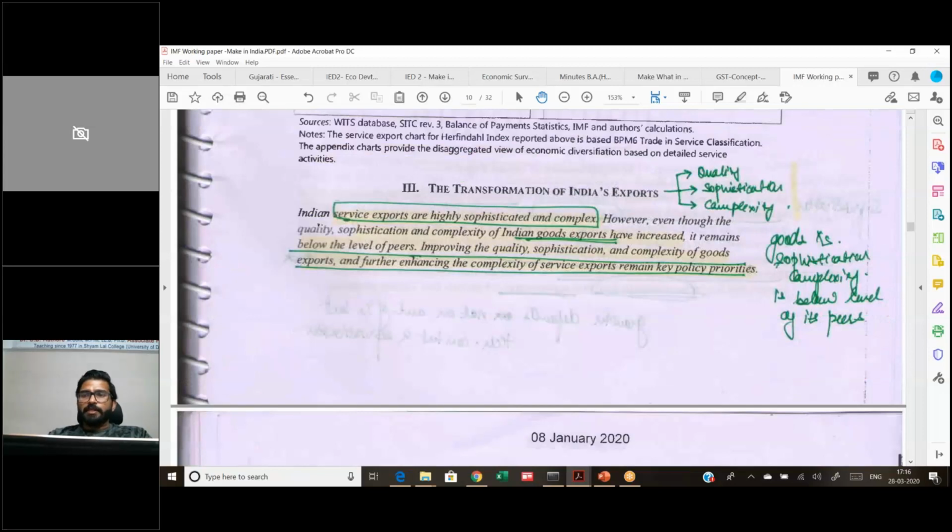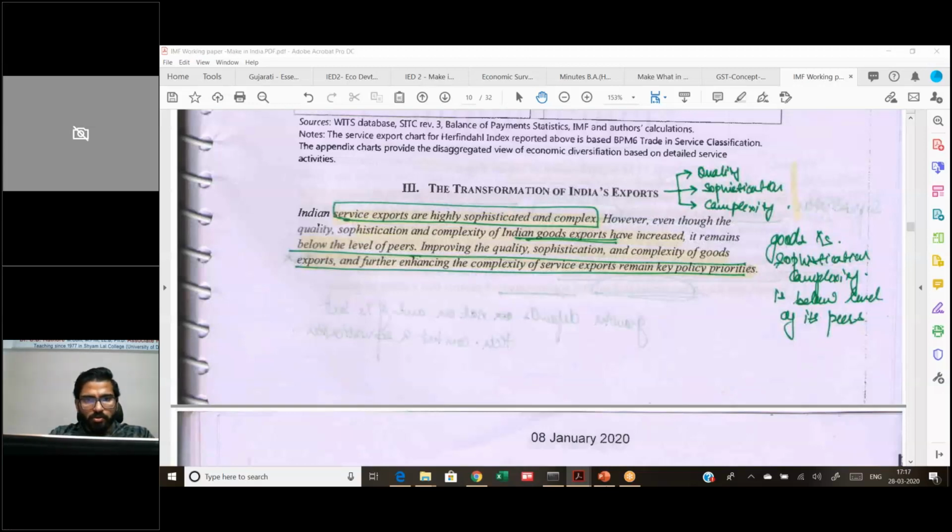The next part of the reading is extremely important, because it is perhaps the most technical part. This part talks about the transformation of India's exports, and that transformation will be on the basis of three parameters. One will be quality. Has the quality of India's exports improved, in goods and services? Has sophistication improved? And has complexity improved?